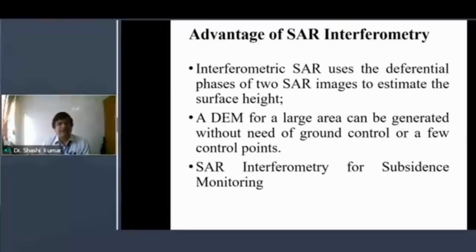SAR interferometry has been widely used for subsidence mapping and monitoring. Subsidence mapping could be done at millimeter level. In archaeological structure mapping, this SAR interferometry technique has been widely used to detect any kind of subsidence in archaeological structures.